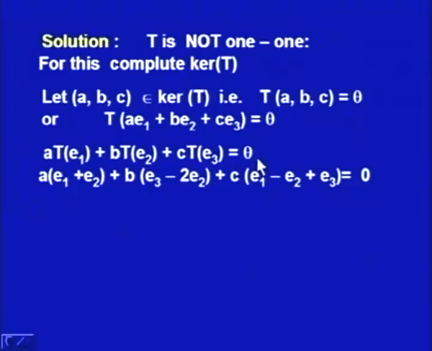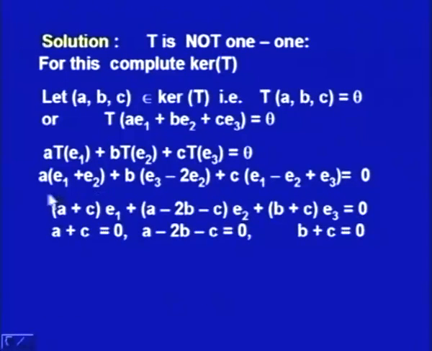So we can write it as A times T of E1 plus B times T of E2 plus C times T of E3 is equal to theta, and then we will make use of the definitions of T of E1, T of E2, T of E3 as given to us. We write down A times (E1 plus E2), that is the value for T of E1, plus B times (E3 minus 2 E2), the expression for T of E2, plus C times T of E3, that is E1 minus E2 plus E3, and this is equal to 0.